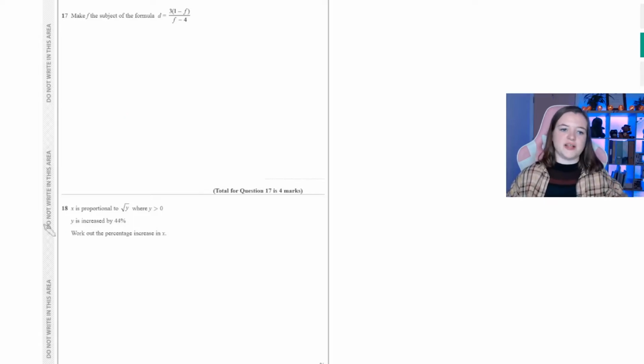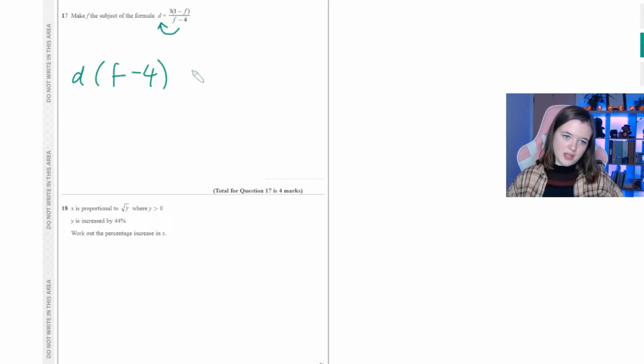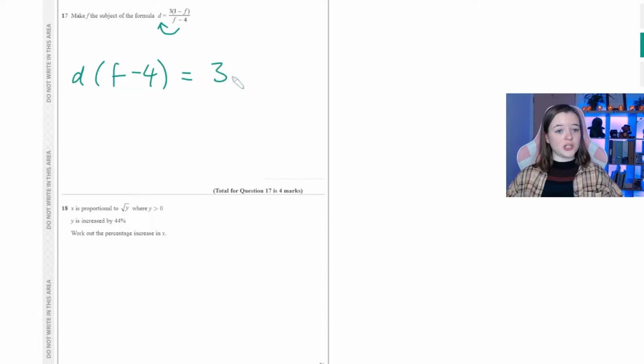But first things first, I've got a fraction. I don't want a fraction. Fractions are stinky. They're hard to deal with. So I'm going to get rid of that and move that up there. So I'm going to times all that up there. So we're going to do D times by F minus 4, which I'm timesing all of it up there. And that's then going to be equal to 3 lots of 1 minus F. Then I've got a bunch of brackets here.